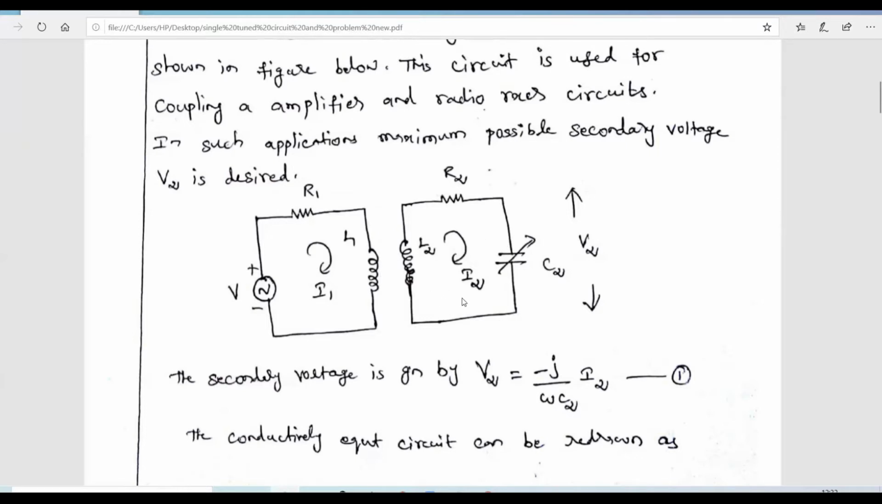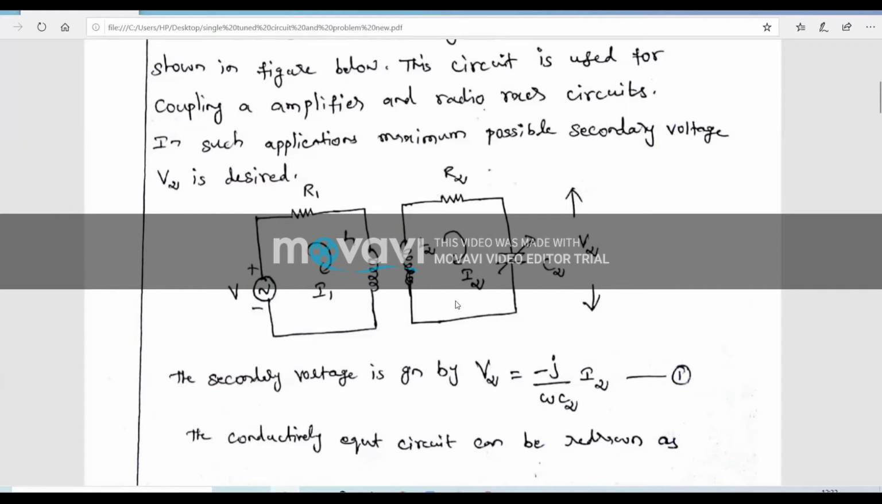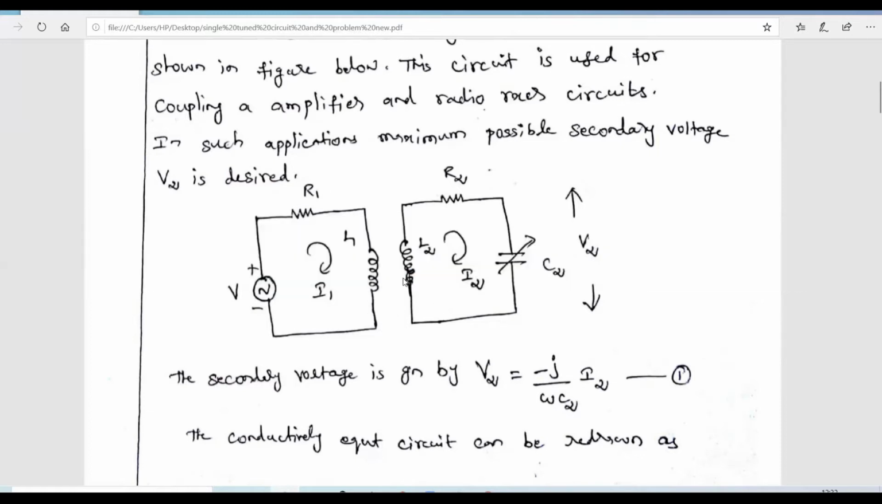Now we are going to convert this magnetically coupled circuit into a conductively coupled circuit. We already discussed in the previous video session how to convert a magnetically coupled circuit into a conductively coupled circuit.